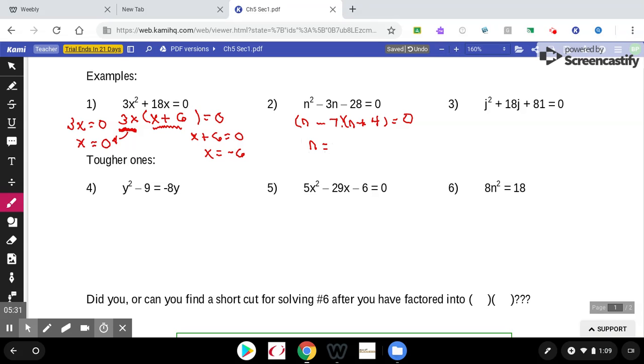What number minus 7 is 0? Positive 7. What number plus 4 is 0? Negative 4. So all you have to do is switch the signs.